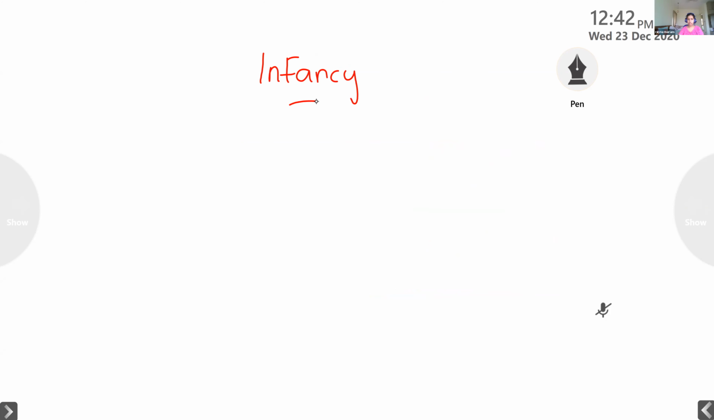Not months, weeks. Okay, then try. 0 to 2 weeks. Very good. So infancy is the period from 0 to 2 weeks. It's not in years. Any doubts? Okay. So infancy is a period from birth to 2 weeks, and basically it's a period of adjustment.